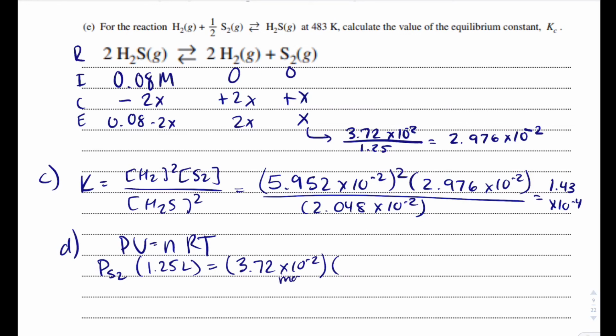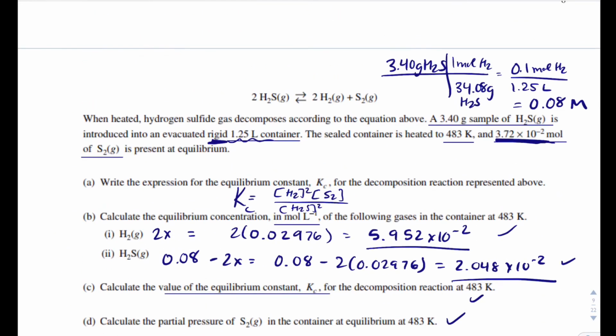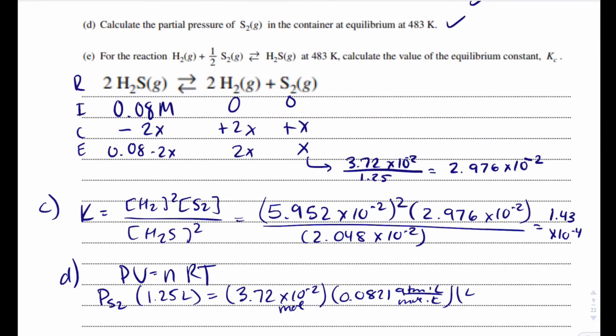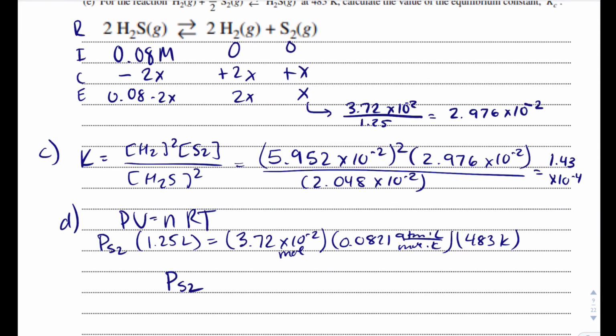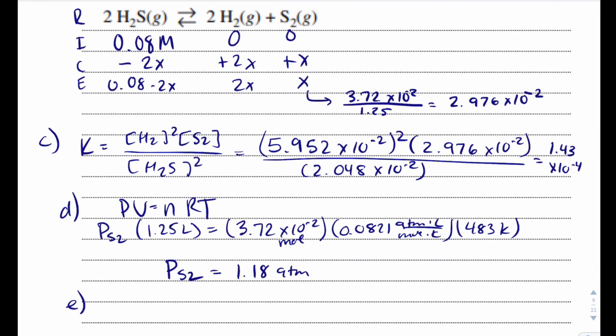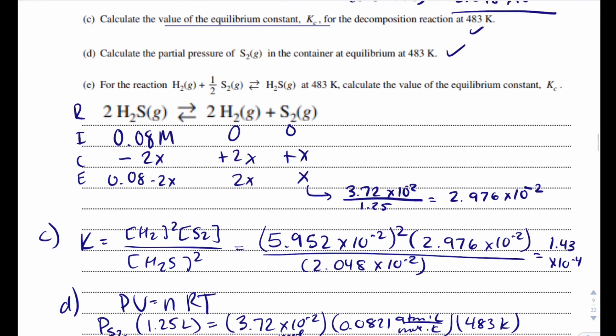R is 0.0821 atm times liters divided by moles times Kelvin. And the temperature, what was the temperature? It was kind of warm. It was 483 Kelvin. When I solve for the pressure of S2, I know it's going to be in atmospheres, and I get a reasonable answer, 1.18 atm. And then in part E, and this will be the last part, and then I'll make a second video for the rest of this because this is about halfway through this packet.